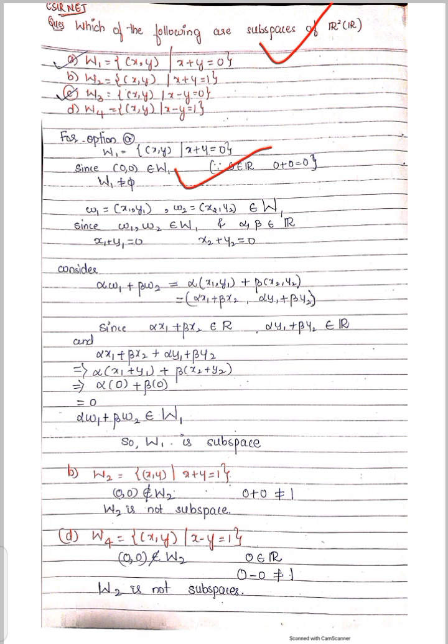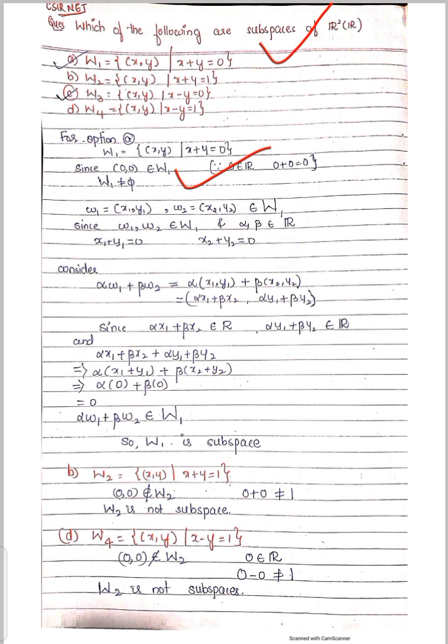Next, what do we have to do? We have to apply the one-step test. That is, we have to take two elements from this W1. Let them be W1 equal to x1, y1 and W2 equal to x2, y2. Both belong to W1. If x1, y1 is an element of W1, it means its condition must be satisfied, that is, x1 plus y1 is equal to 0. Similarly, x2, y2 is also an element of W1, so x2 plus y2 must also be equal to 0.